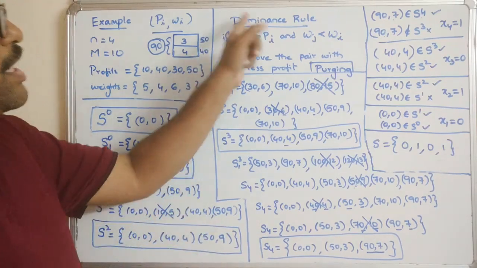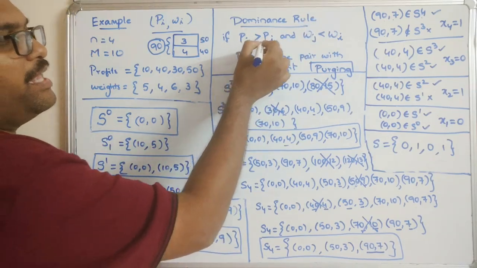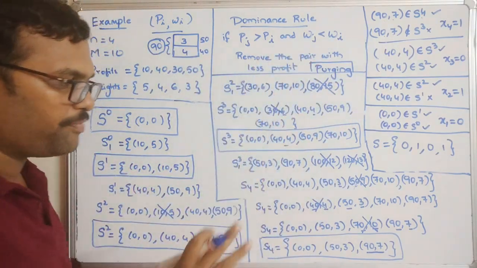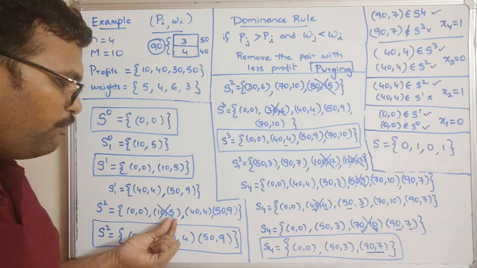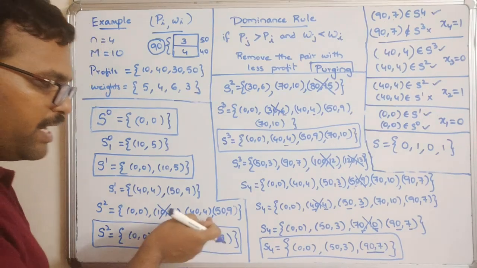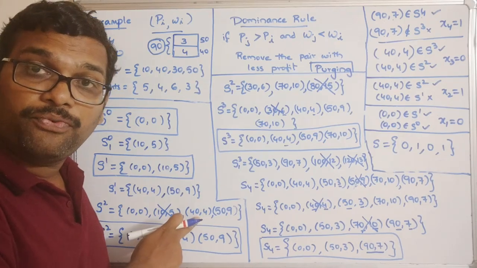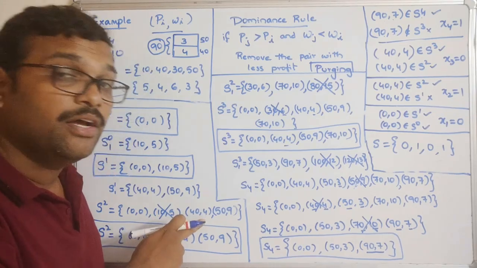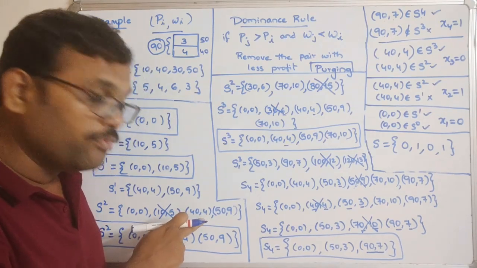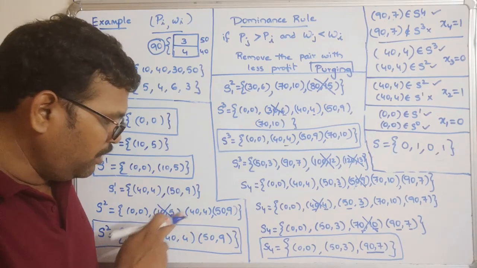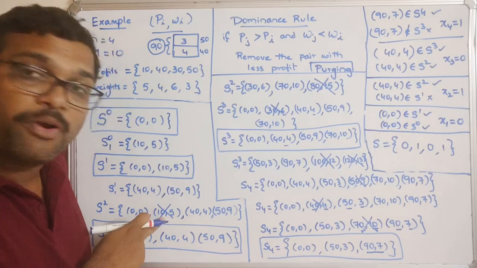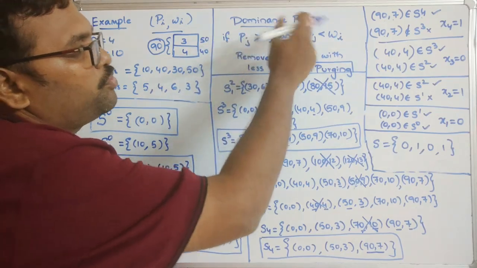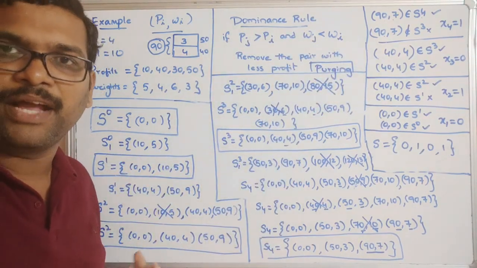And one thing we have to remember, the dominance rule: if the Pj greater than Pi and Wj less than Wi, then immediately remove the pair with the less profit. Simple example, we are inserting weight 5 and we are getting a profit of 10, and we are inserting weight 4 and we are getting a profit of 40. So here the remaining weight we can insert into a bag is only 5, and in this case we can insert the weight of 6 into the bag, right? So that means with the highest weight we are getting a lowest profit. Such cases we can remove the pair with low profit, and that we call the dominance rule, or the technique called a purging mechanism.